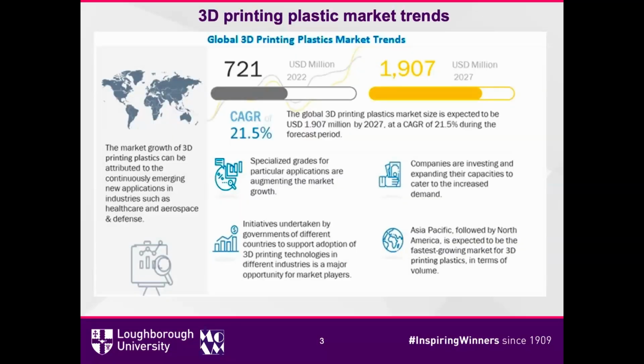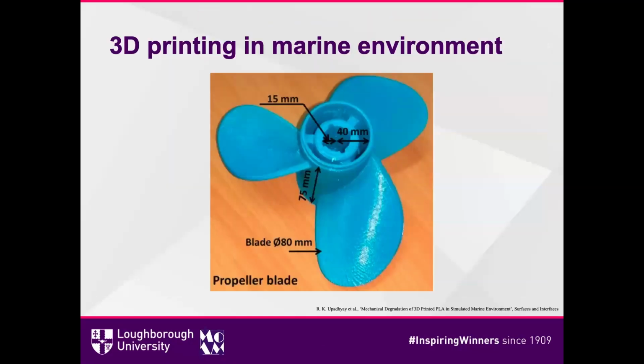As we know, the 3D printing of composites or polymers is rapidly increasing these days. However, the application in the marine industry is not very well developed. This is one of the 3D printed PLA ship propellers made by the one shown below.